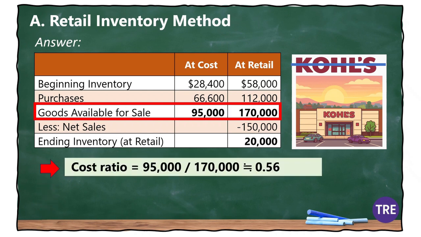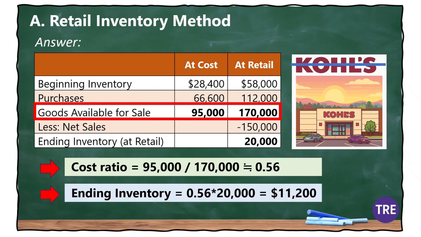To convert this retail amount back to cost, we calculate the cost ratio. Divide the total cost by total retail, which gives approximately 0.56, or 56%. Finally, multiply that ratio by the ending inventory at retail. So, the estimated ending inventory at cost is $11,200. This ratio-based approach lets retailers estimate ending inventory quickly and consistently, even without doing a physical count, which is why it's ideal for large chains that track both cost and retail data across thousands of products.